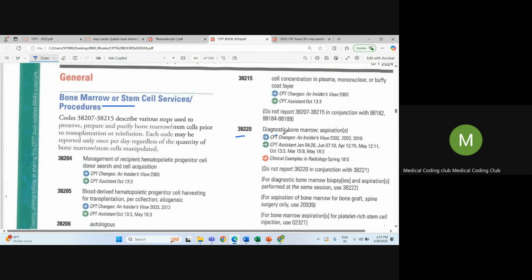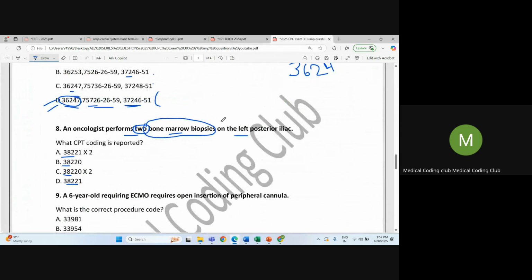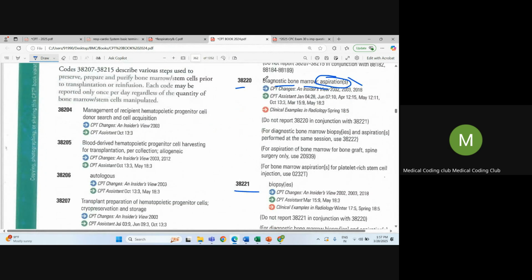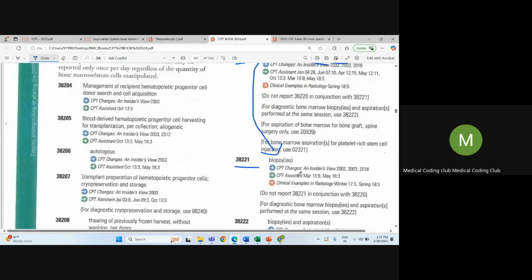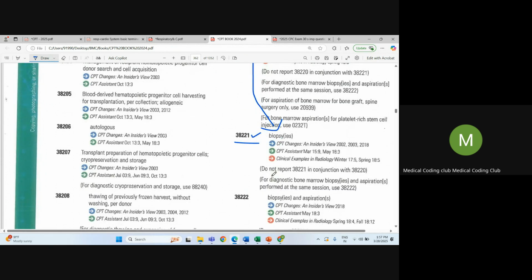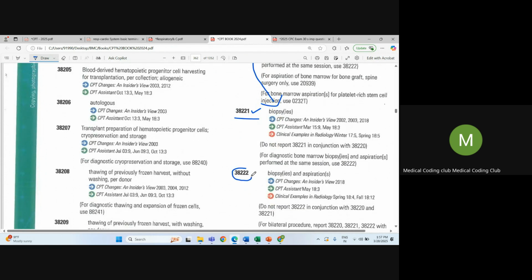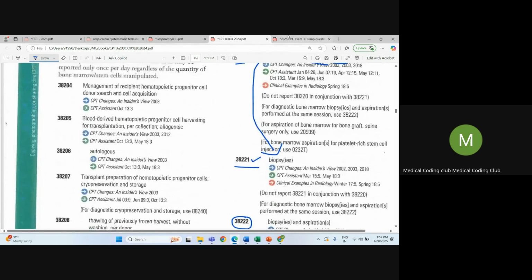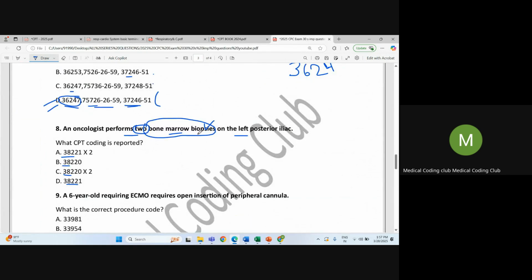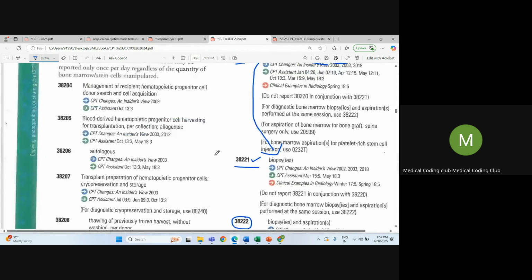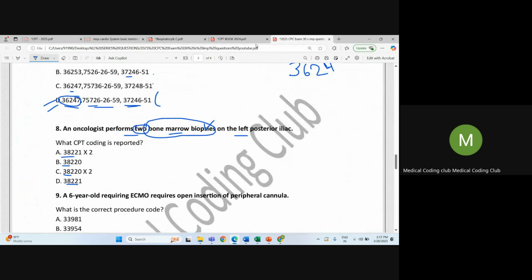So 38220 is diagnostic bone marrow aspiration. Okay. In our question, they are performing biopsy, not aspiration. So 38221 is bone marrow biopsies. 38221 is correct. And if they perform both biopsy and aspiration, you can select 38222. But in our question, they're only talking about biopsies. So you have to select 38221. Okay, option D is correct for this particular question.